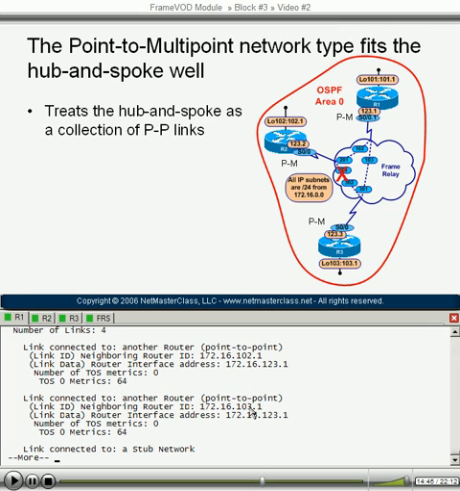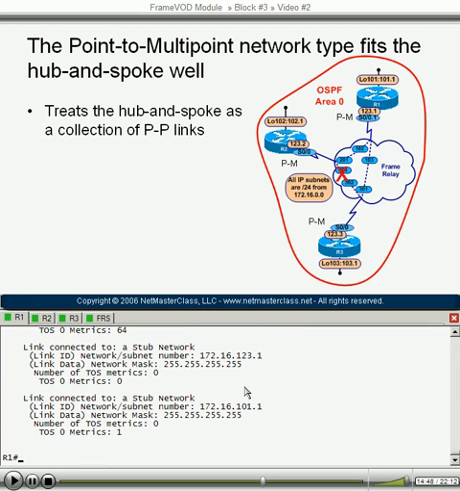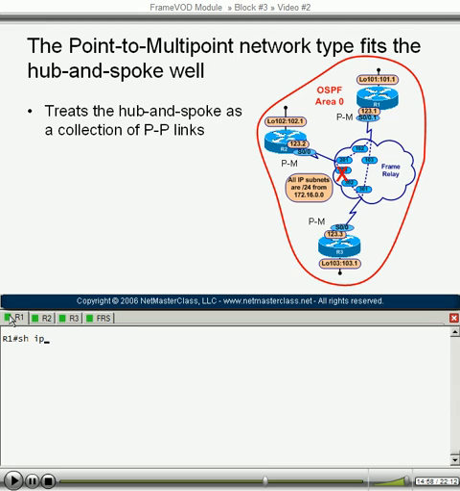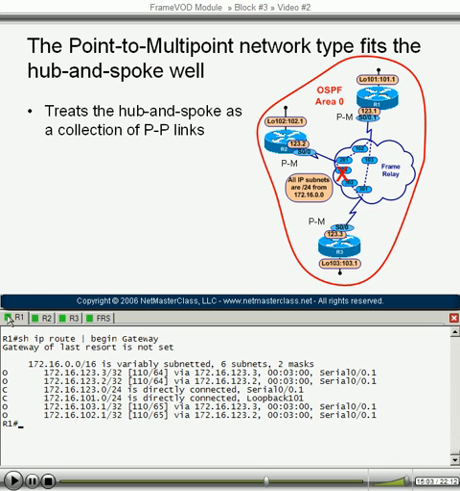The mask is shown in the stub network entry that follows. It shows the IP address 123.1 with a host mask. Let's see how these entries look in the routing table. The host routes reported in the router LSAs show up in the routing table as /32 with an explicit next hop to the advertising router. Here you see an explicit route to the 123.3 interface address with a next hop of 123.3.